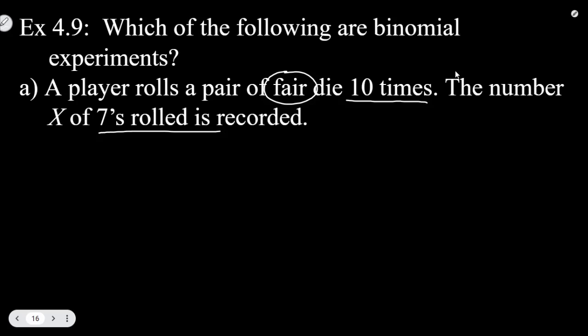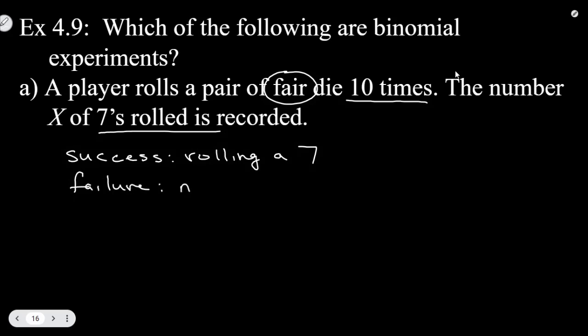Let's see, what else are we looking for here? The number of 7s is recorded. So our success in this case would be defined as rolling a 7. Failure would be defined as not rolling a 7. And that's how you do the success and failure. Success is one outcome that you're looking for, or maybe multiple outcomes, but it's an event, a set of outcomes that you're looking for. And then failure is just everything else when we're talking about a binomial experiment. So the answer is yes, this one is a binomial experiment.